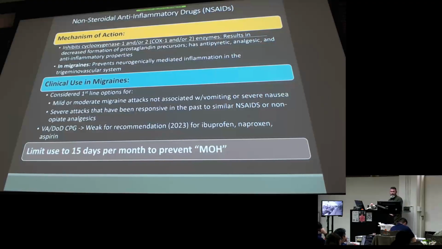So the NSAIDs, another one that we have the t-shirt on, right? Been there, done that. We know what they do. We know that we have some that work in the COX-1 pathway more than 2 and 2 more than 1. But NSAIDs, once again, in that class, anti-inflammatory, mild to moderate, right? First line option, mild to moderate. If NSAIDs have worked for your patient, by all means use them. If they worked in the past and they're not, then move to a targeted therapy.